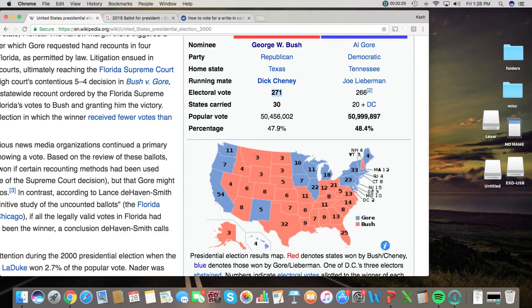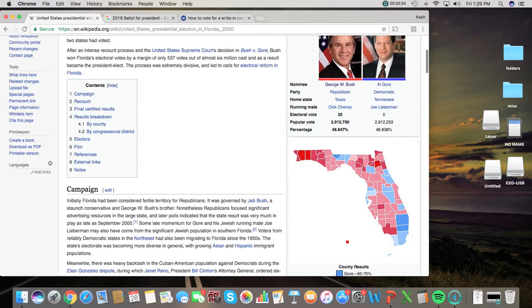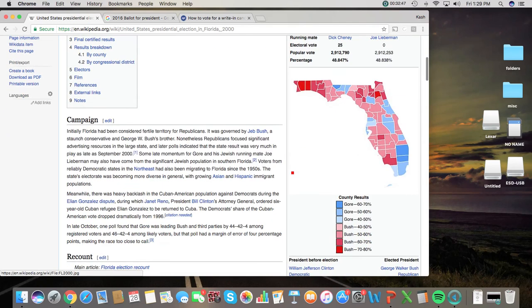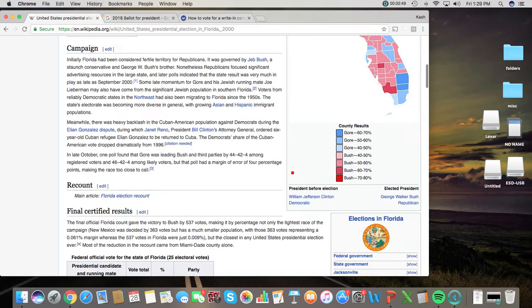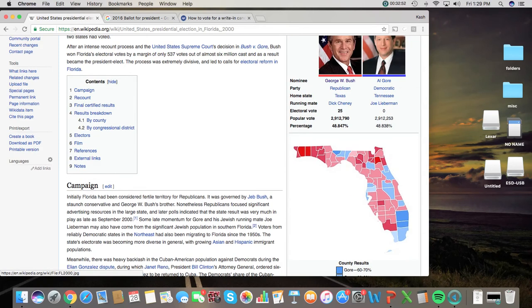Well, guess what? Look how close Florida was. This one's going to be pretty interesting. Look at this: 2,912,790 for Bush, and Al Gore, 2,912,253. You know what this means? This, folks, is a difference of 537 votes. And whoever got those votes would become the president of the United States, because if they got those extra votes in Florida, then they win all. In other words, they receive more votes, and they'll get all of Florida's 25 electoral votes.